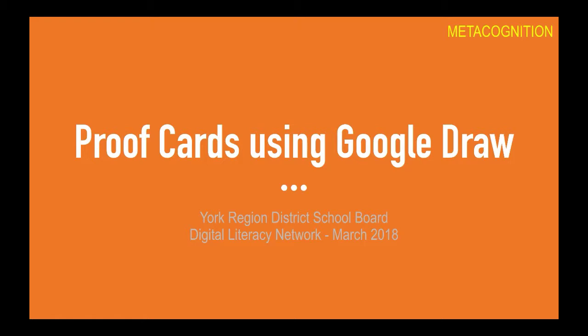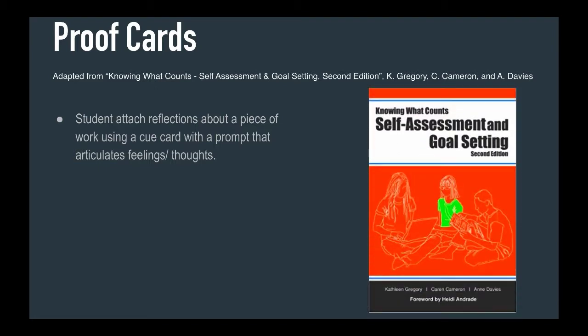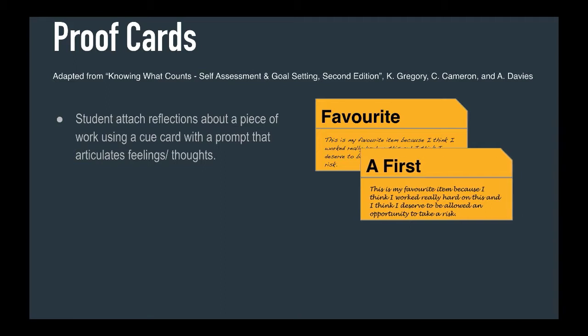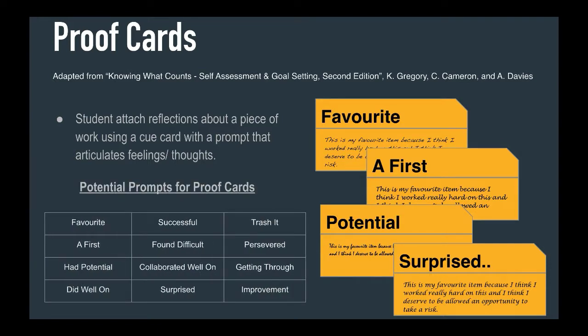This concept of proofcards was adapted from the Gregory, Cameron, and Davies book, Knowing What Counts, Self-Assessment and Goal Setting, 2nd edition. In this text, proof cards are either post-it-like sheets or cue cards that can be filled out by students and attached directly to their work where they have engaged in metacognition. Proof cards are selected by the student depending on what they would like to articulate about their learning. As you can see, there are a number of different prompts that could encourage students to reflect and be willing to have a conversation with you, the educator, that relates to their learning that occurred in the midst of that task or assignment.